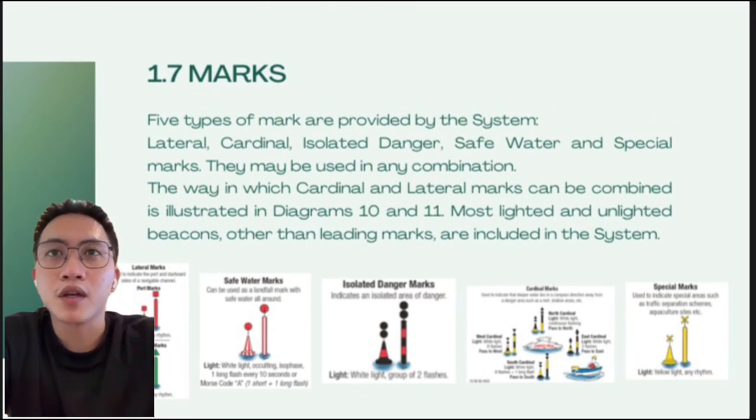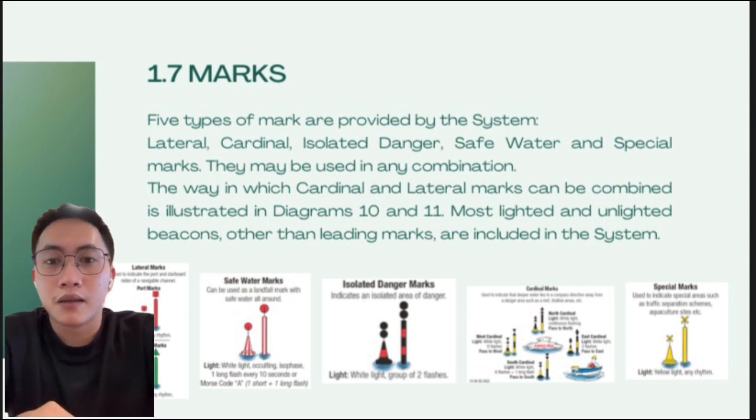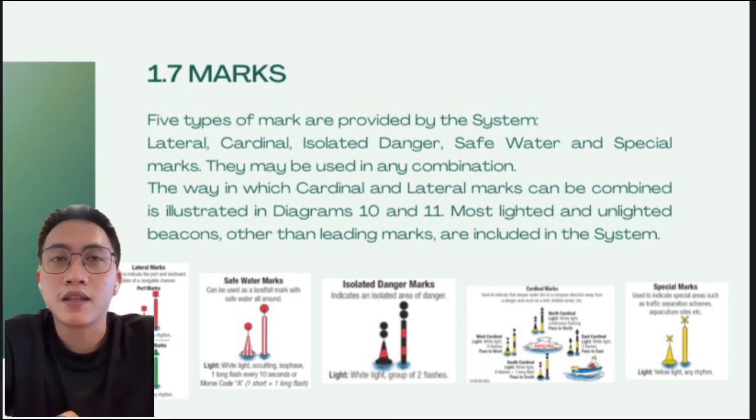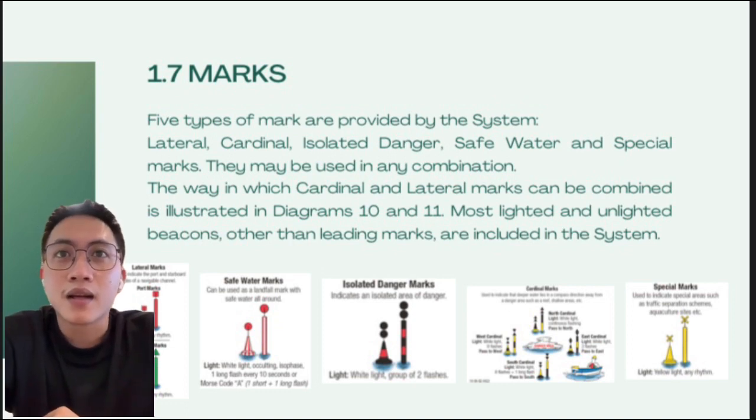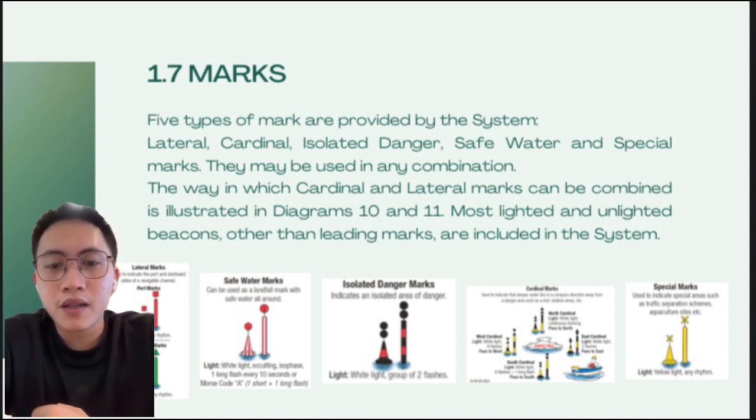Now, I'm going to talk about the marks. Now, there are 5 types of marks that are provided by the system. These marks are lateral, cardinal, isolated danger, safe water, and special marks. They can be used in combination with each other. And the way in which cardinal and lateral marks can be combined is illustrated in diagrams 10 and 11 of our topic. And most lighted and unlighted beacons other than leading marks are also included in the system.